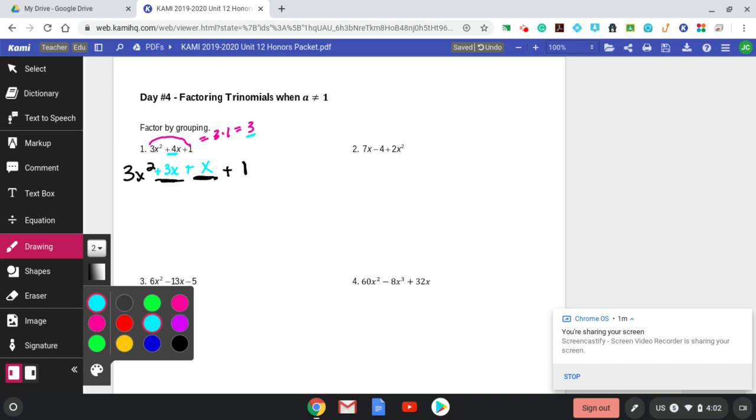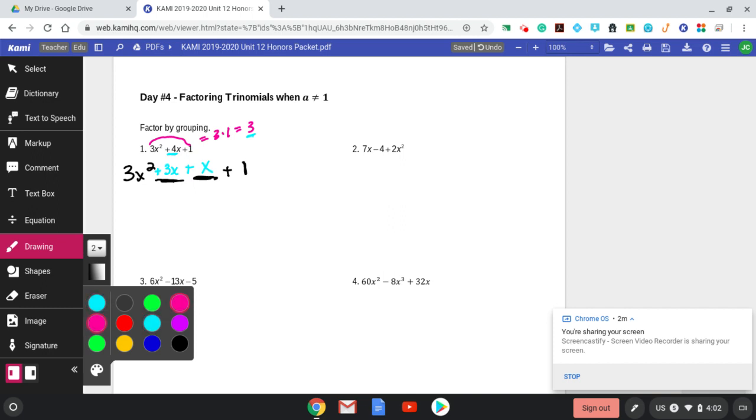Look what I did right there, guys. If you flip-flop the x and the 3x, that's fine. It's not a big deal. I found 2 numbers that multiplied to 3 and added to 4, and all I did was break that 4x up into 3x and x. So now how many terms do you have? You got 4, and we're ready to group.